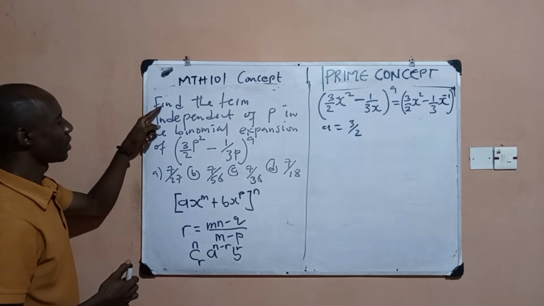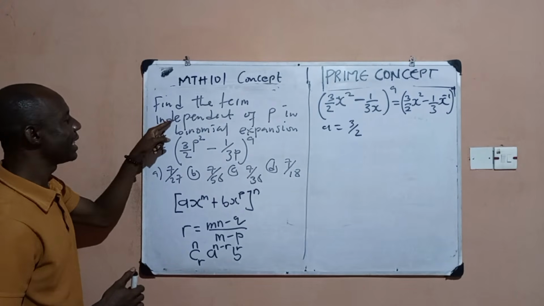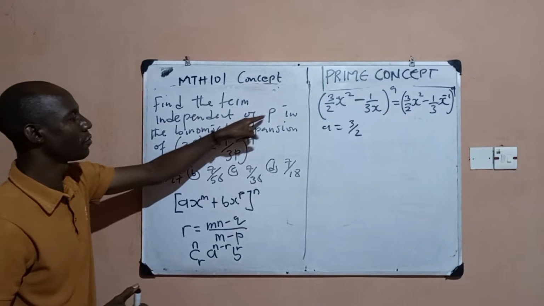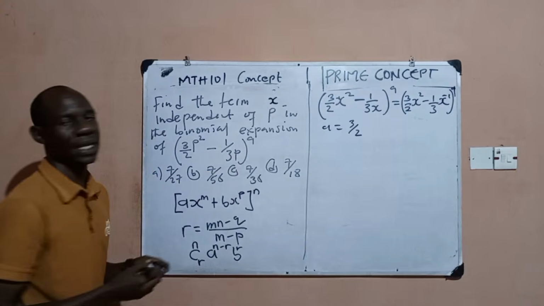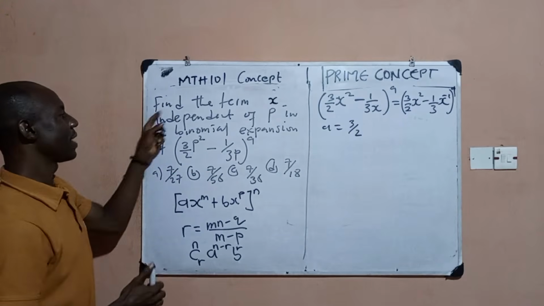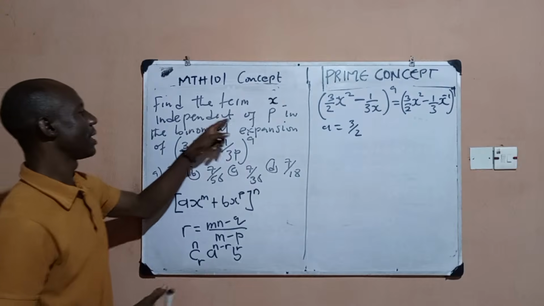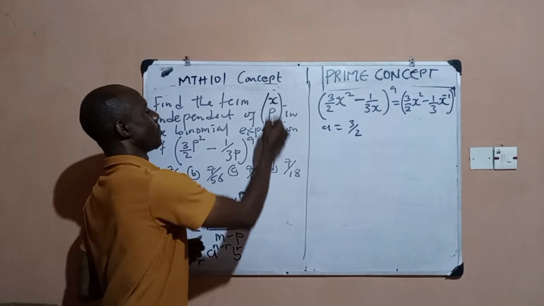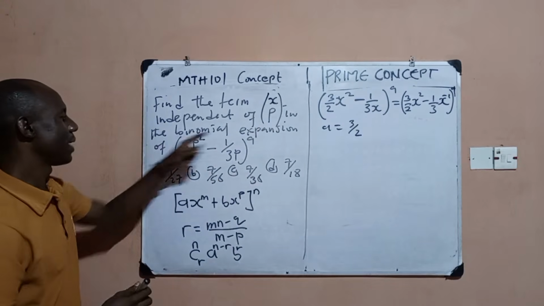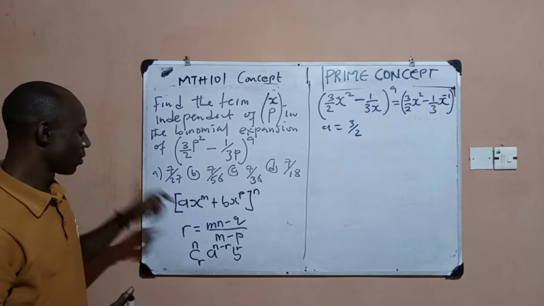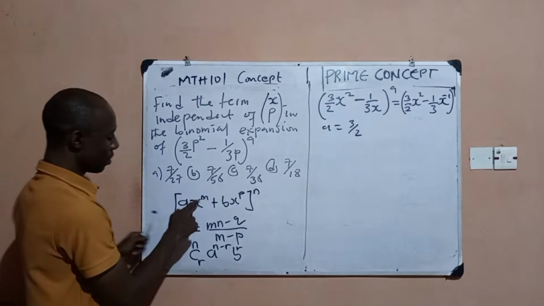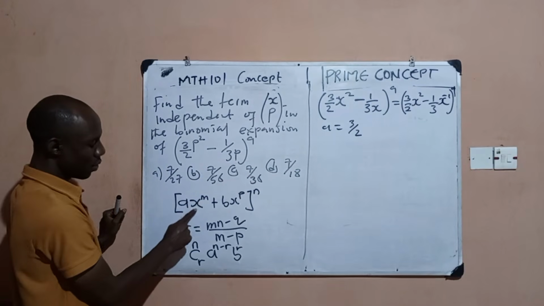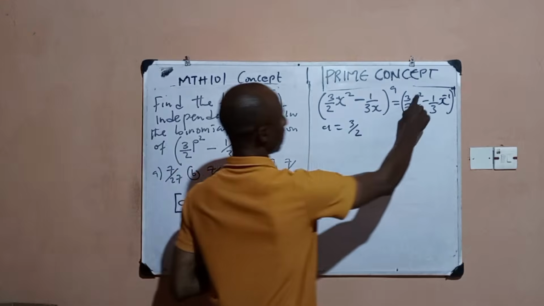Remember the question says find the term independent of p. Find the term independent of x. Since we are using x now, it's the same thing. Find the term independent of p or x in the binomial expansion of this. So by comparison, a is 3 over 2. What is m? M is the power of x, and the power of x here is 2.